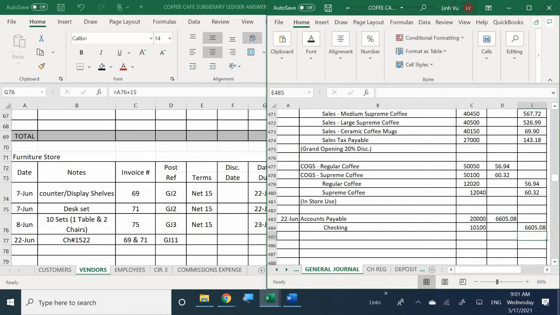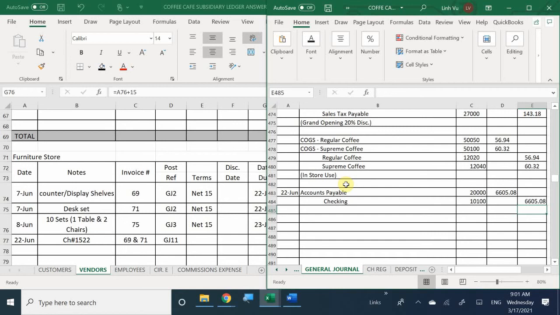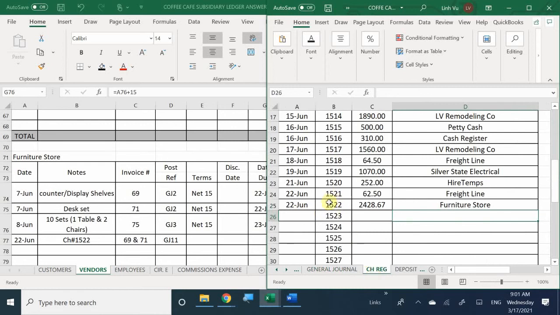So what do we need to do? Pay for furniture store, invoice 75, check number 1522, right? Yes, so we go to the check register so we can confirm. Sorry. Yes, no worries. So we're going to go to the check register. Today's the 22nd, and we're writing a check for 6605.08 to furniture store. Okay. So we got the check of 1523.